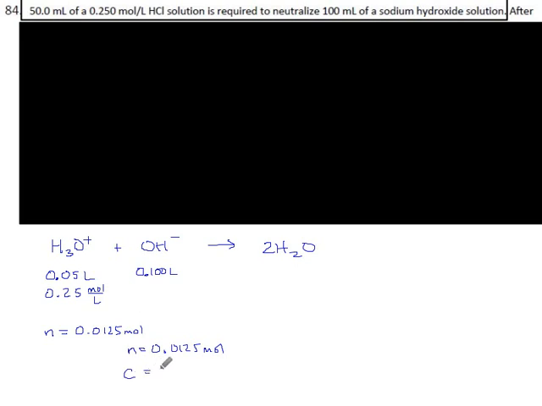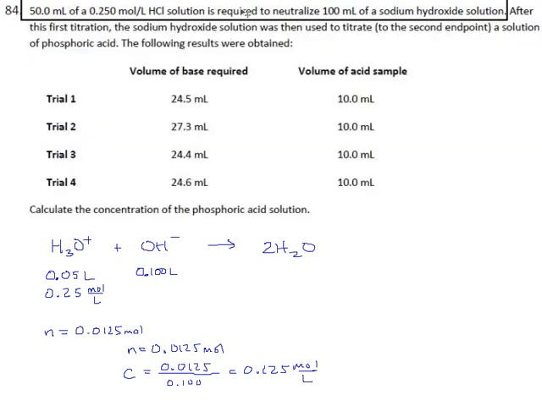Its concentration is the number of moles divided by the volume, 0.125 moles per liter. Okay, so all that to say the concentration of this hydroxide solution they're discussing is 0.125 moles per liter. Now that we have that, let's reveal the rest of the problem.